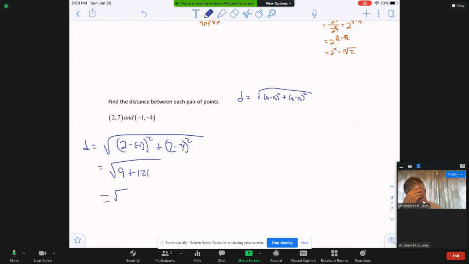Looks like the square root of 130. I am not seeing any perfect squares there. Looks like 13 times 10, so 2 times 5 times 13. That's our final answer right there. So that's the distance between those 2 points. I know you're going to want to just give me a decimal. I don't want that decimal. I do want the radical answer for that.